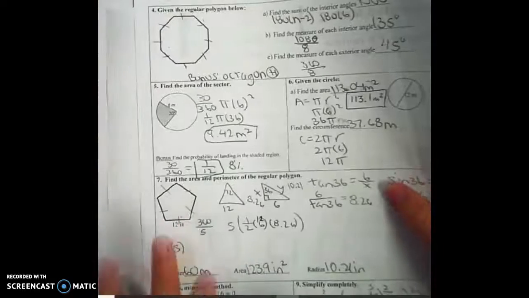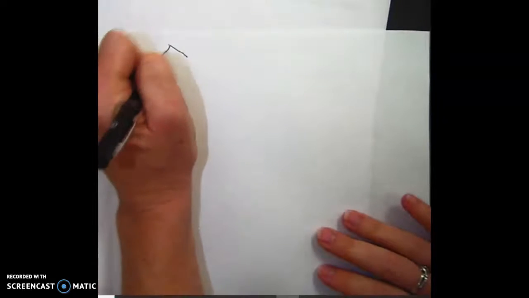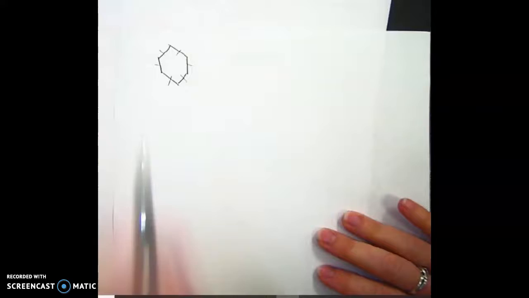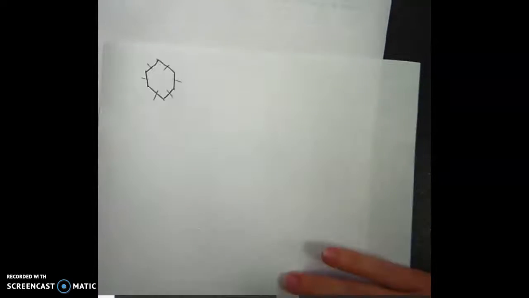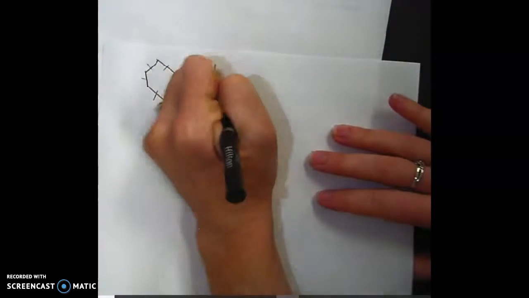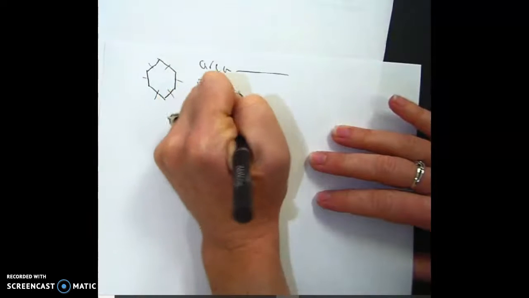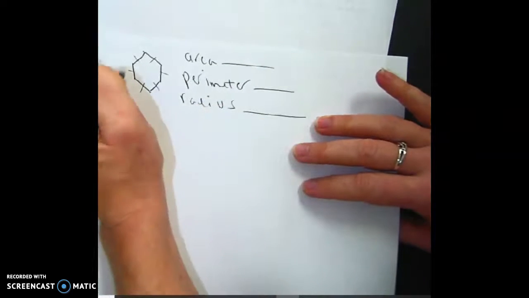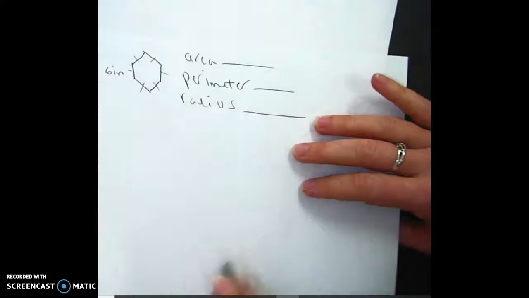Okay. Number 7 was a good little workout, but I do think every time we practice it, you can get a little bit better. So I will do a 1, 2, 3, 4, 5, 6-sided shape, which is called a hexagon. I want you to find the area, the perimeter, and the radius. Oh, I didn't give you a side. Let's say 6 inches.